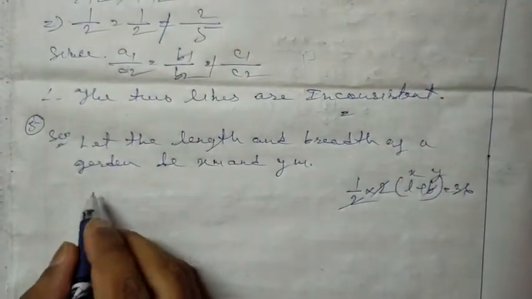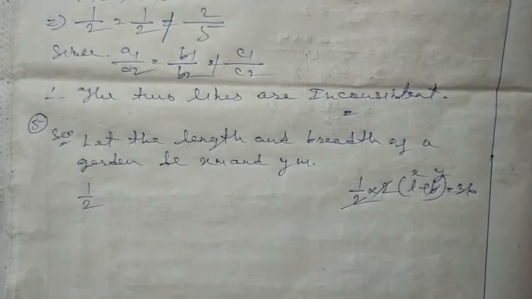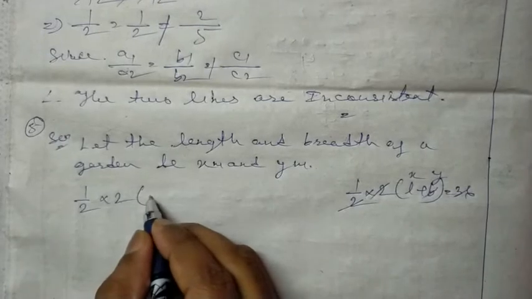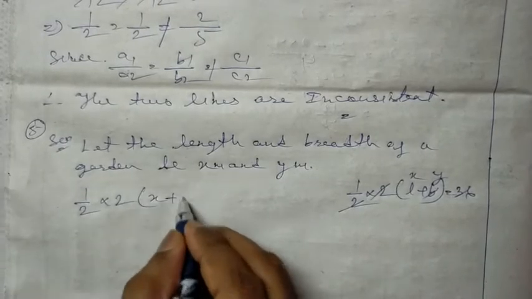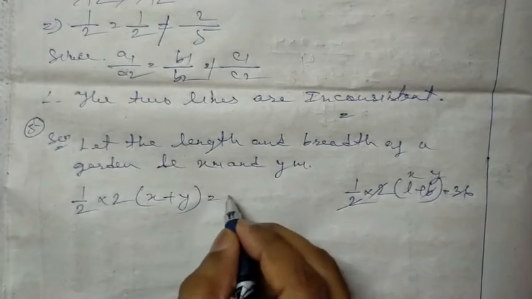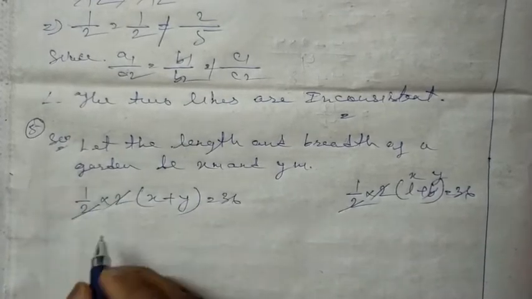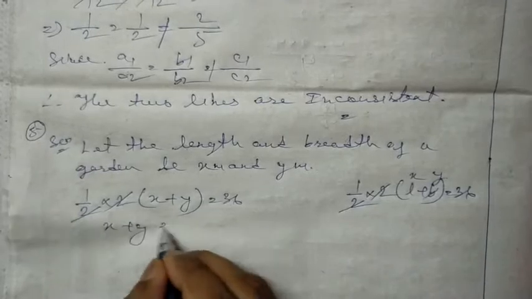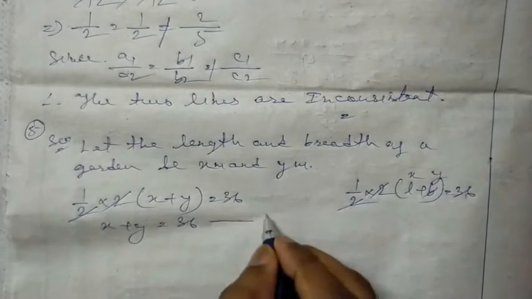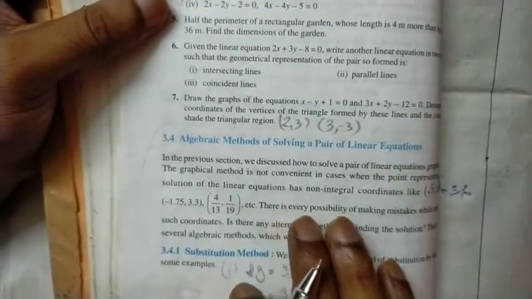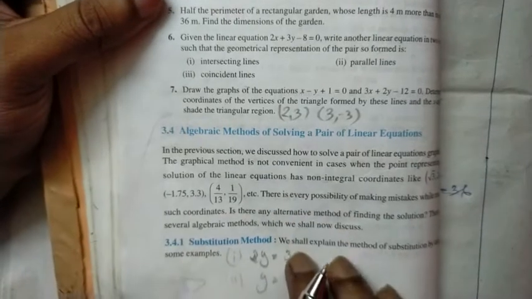This equation will be 1 by 2 into 2, length I have taken as x and breadth as y, the total is 36. So this will be cancelled, and x plus y is equal to 36. This is our equation number 1. Next is our second equation.